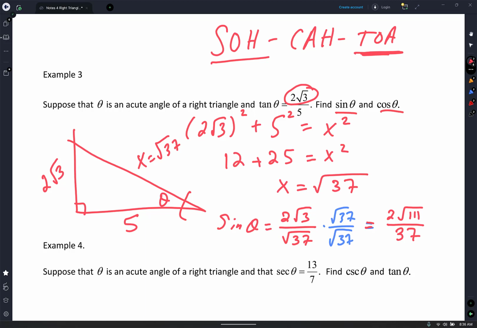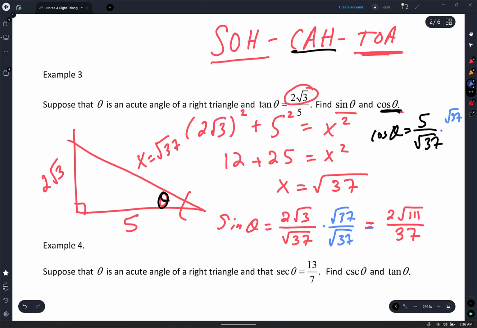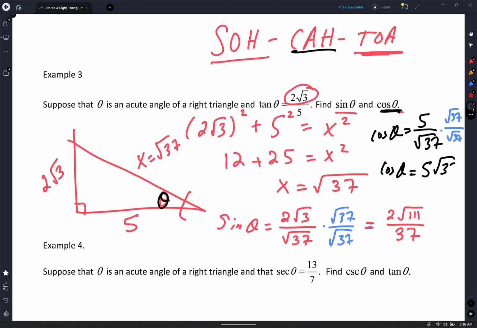How do we feel? All right, we still need the other one. So I'm going to put the other one in black. Cosine theta is adjacent over hypotenuse. So I'm looking at my theta. Adjacent is 5. Hypotenuse is square root of 37. Multiply this by square root of 37 over square root of 37. And you get cosine theta equals 5 square root of 37 over 37.